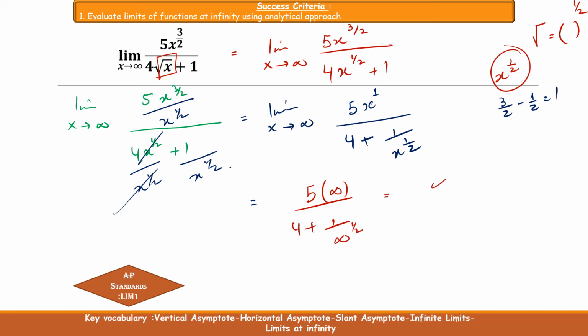5 times infinity is infinity. 4 plus 1 over infinity is 0. And if infinity is in the numerator, then the answer will be infinity. It means whenever the answer is infinity, it means it doesn't have a horizontal asymptote.